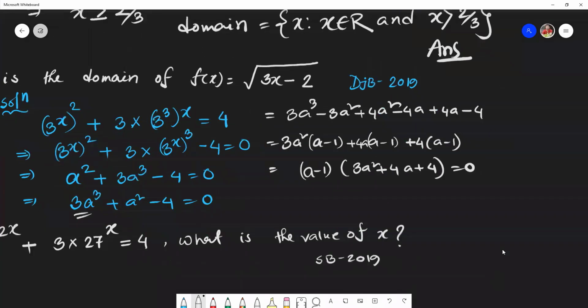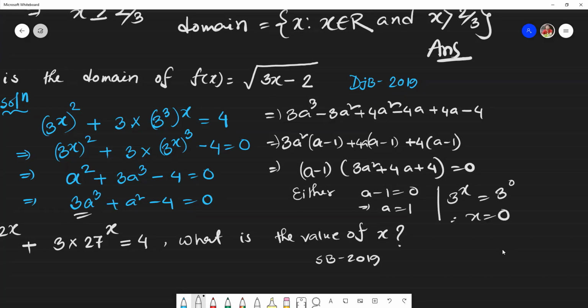So if we compare here, either the first one, a minus 1 equal to 0, we will get a equals to 1. So a means 3 to the power x. So we can write here 1 means 3 to the power 0. That means x equal to 0. First condition we get here x equals to 0. The value of x is 0.